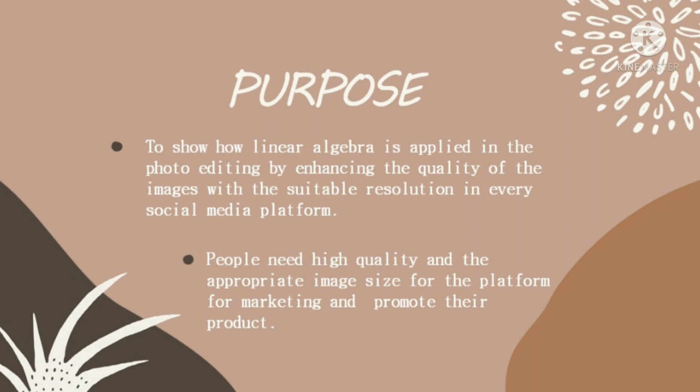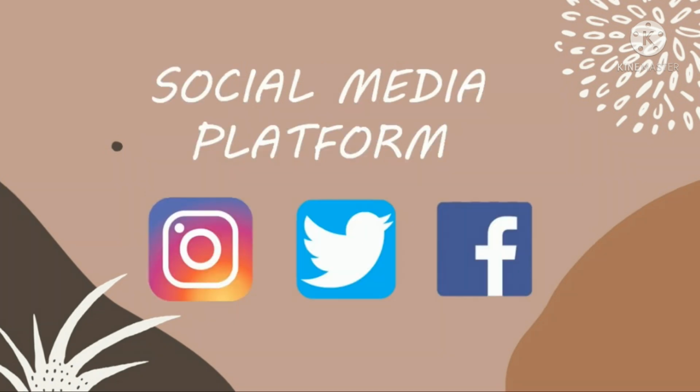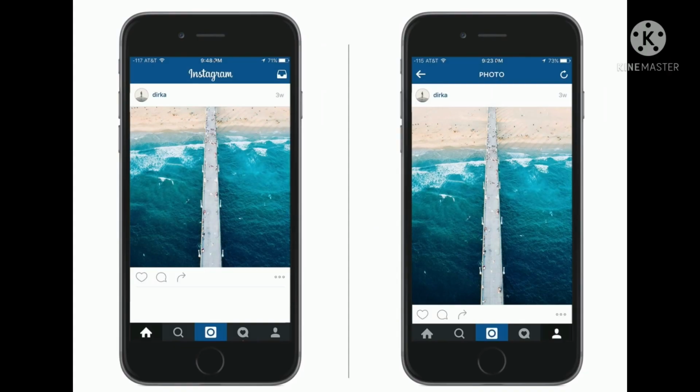As we know, people need high quality and the appropriate image size for the platform for marketing and promoting their product. Usually, people who are in business like to use social media platforms such as Instagram, Twitter, and Facebook, but some platforms may automatically scale the photo to fit their own requirements. It will cause a problem when the image looks distorted on the platform because it has been stretched out of proportion to fill in a certain space.